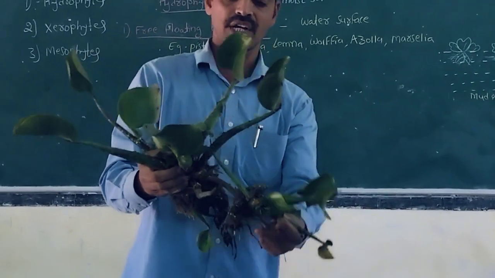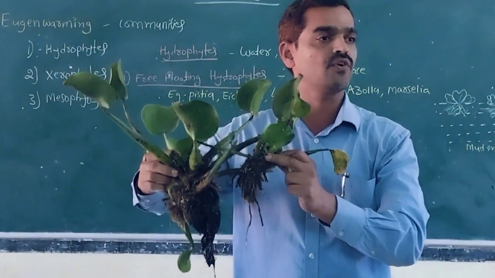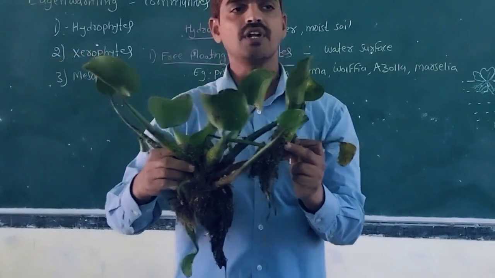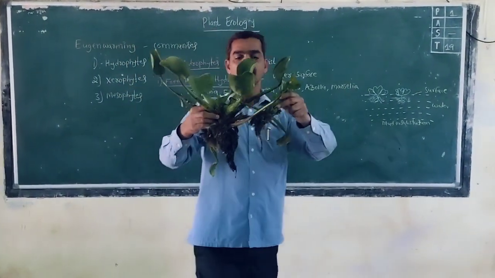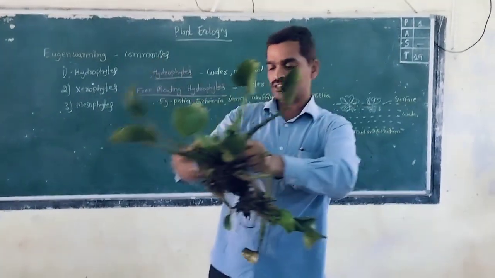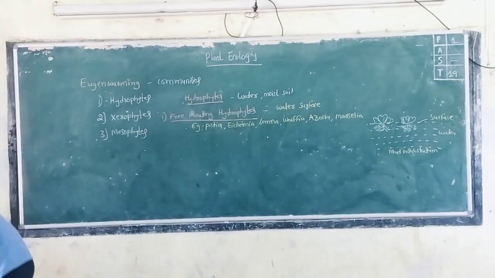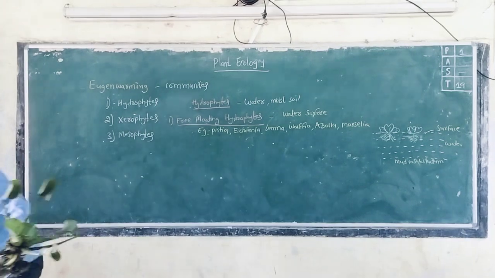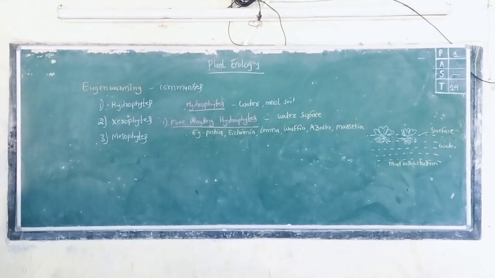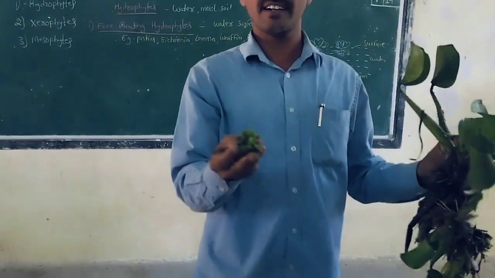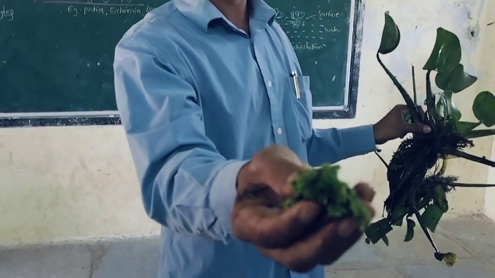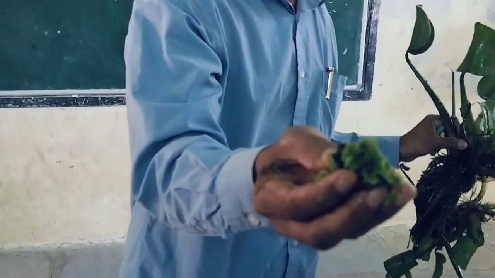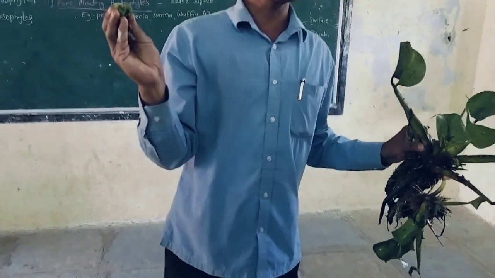So hydrophytes: these are generally free floating on the water surface. So that's why this is a free floating hydrophyte plant. And Azolla also. This is Azolla, you see this Azolla. It is a pteridophyte plant, Azolla pinnata.